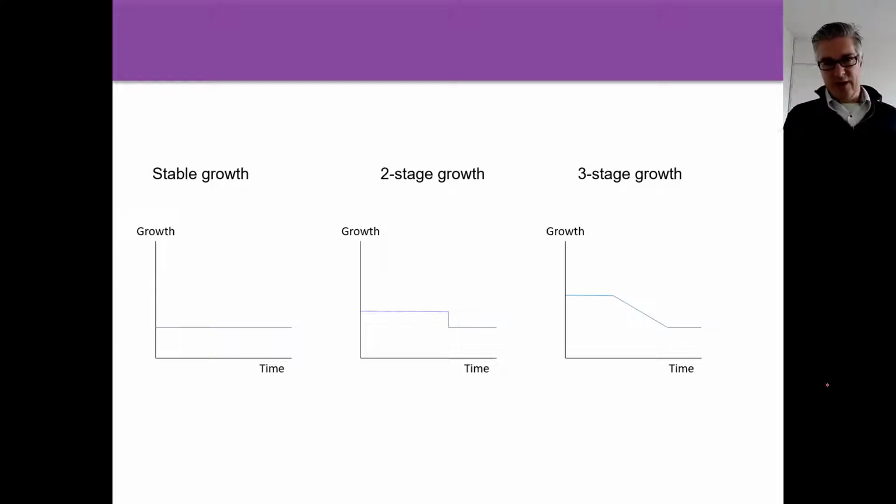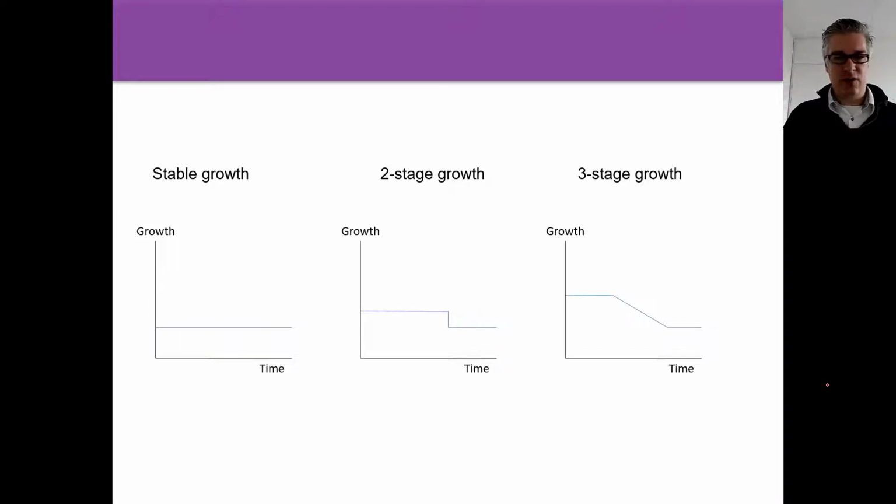So typically, if you want to model growth in your valuations, you have the choice of stable growth, two-stage growth, and three-stage growth. Stable growth is for companies that are very mature, so that don't grow as much anymore, except with the economy as a whole. So as people start getting richer, of course they're going to buy more products, and you can kind of assume that most typical companies will grow with the rate of the economy.